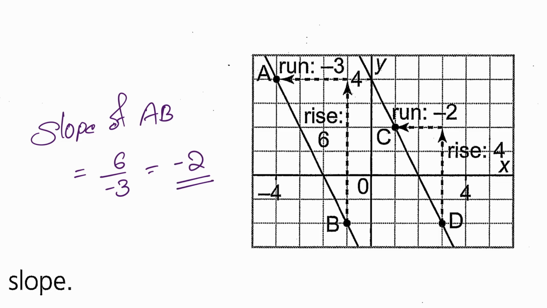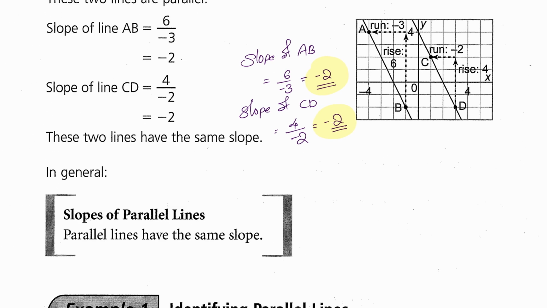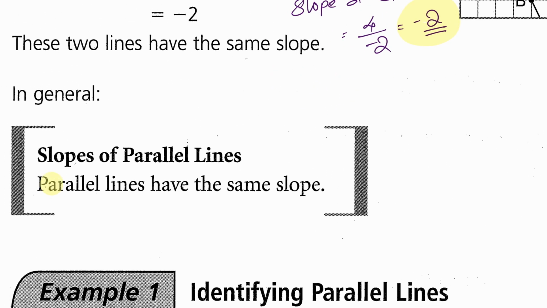Next we are going to calculate the slope of CD, and here the rise is 4, run is -2. Slope of CD, that is rise is 4, run is -2, 4 divided by -2, we will get -2. See here, slope of AB is -2, slope of CD is -2. And we know that they are parallel lines. So parallel lines have the same slope.